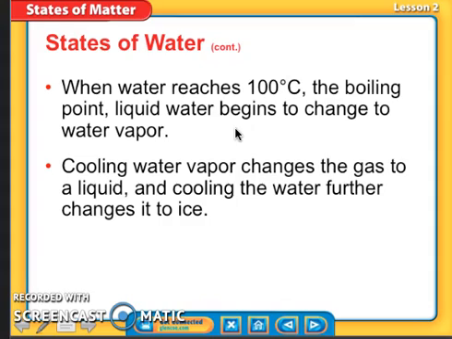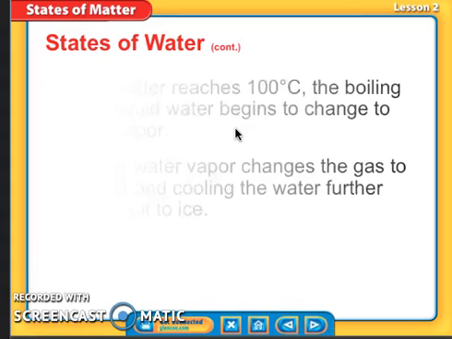Now, cooling water vapor changes the gas to a liquid, and cooling the water further changes it into ice. So when you remove thermal energy from the water, from the gas, it turns into a liquid, it condenses, and then when you continue to do that, it goes from a liquid to a solid. That's freezing, okay, and we need to know all of that.